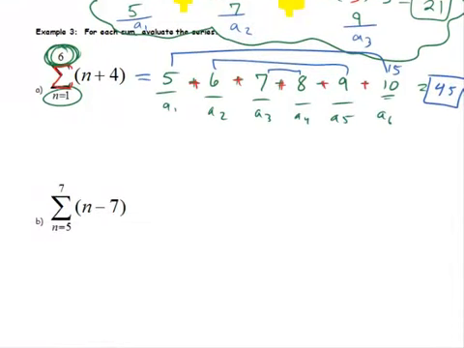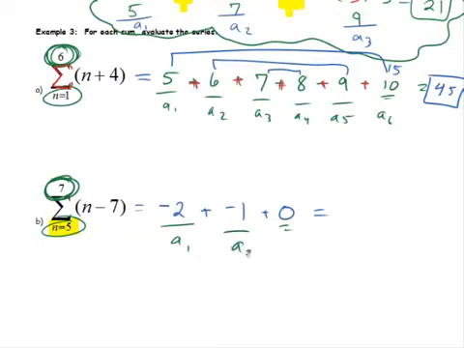Now, your sigma does not always have to start with 1. Take a look at this one. It starts with a different number. That's okay. So we're going to start with 5 and end with 7. So in our pattern here, plug in a 5. 5 minus 7 is negative 2. Plus 6. 6 minus 7 is negative 1. 7 minus 7 is 0. And that's where we stop because that is your final number here. And this would be your a sub 1, this would be your a sub 2, and this would be your a sub 3. The sum is negative 3.